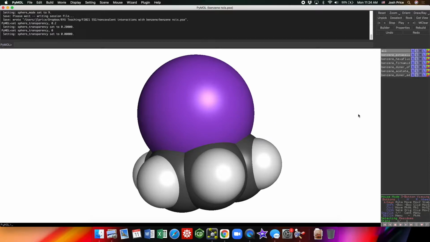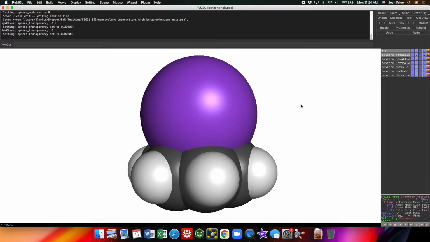So these interactions are small, but they can add up to make a difference in terms of how stable a protein or a supramolecular system is. All right. So I think that's it for arene interactions. Anything you want to ask about that? Okay.